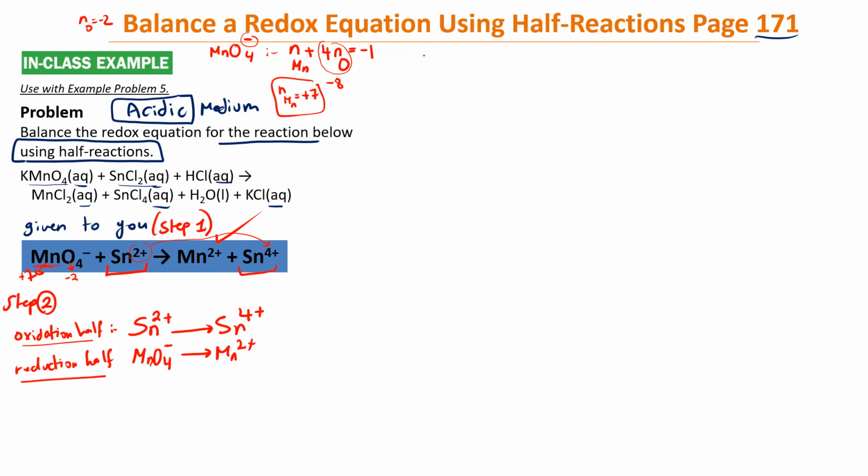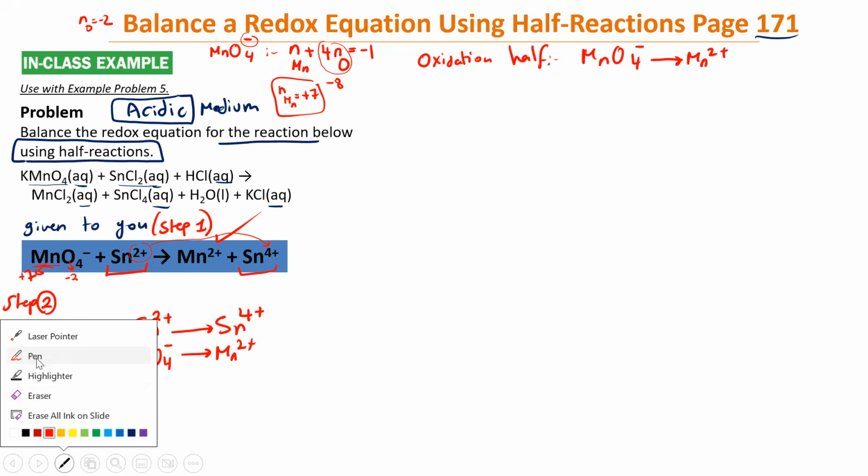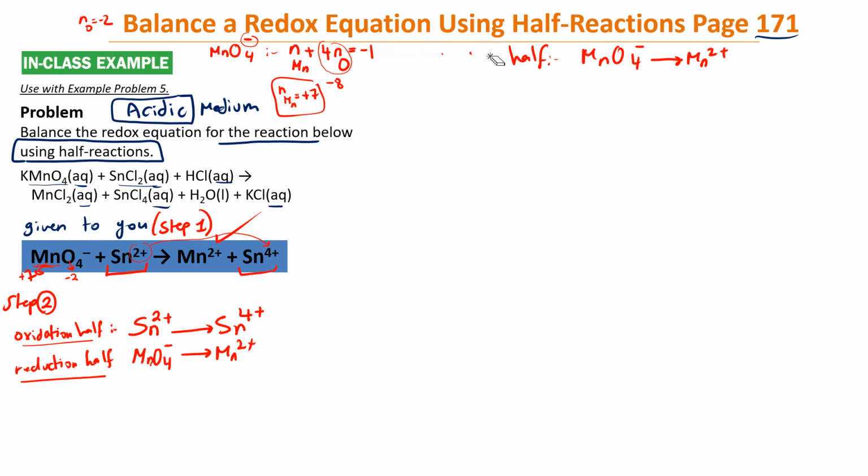So actually, let's go to the oxidation half, which is MnO4 minus gives us Mn +2. Sorry, this was the reduction half, and you will see why I started with that. So let's go to the reduction half. Okay.